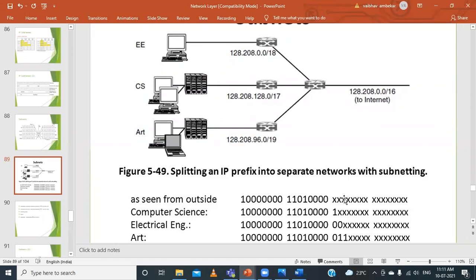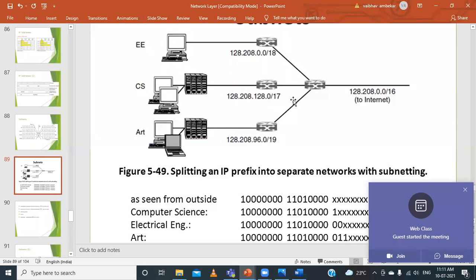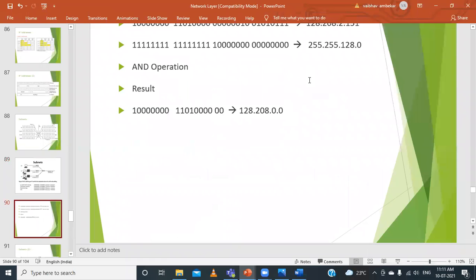The remaining out of this 16, we can have like /18. So starting 18 bits will be common. Here starting 17 bits will be common, starting 19 bits will be common, and so on. Like that, we can have further sub-categories within the organization. But for the outside organization, the packet will only arrive at this router, and this router will decide whether the packet has to be sent to the electrical, CS, or arts department, and so on, by using this AND operation between the destination address and the subnet mask.